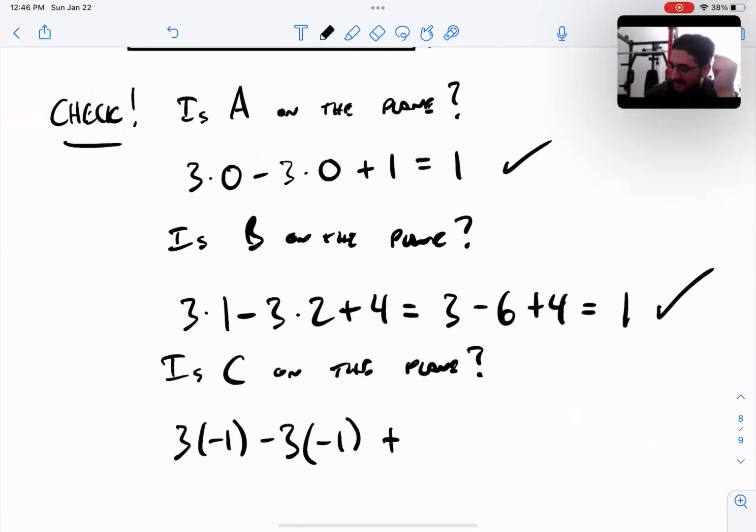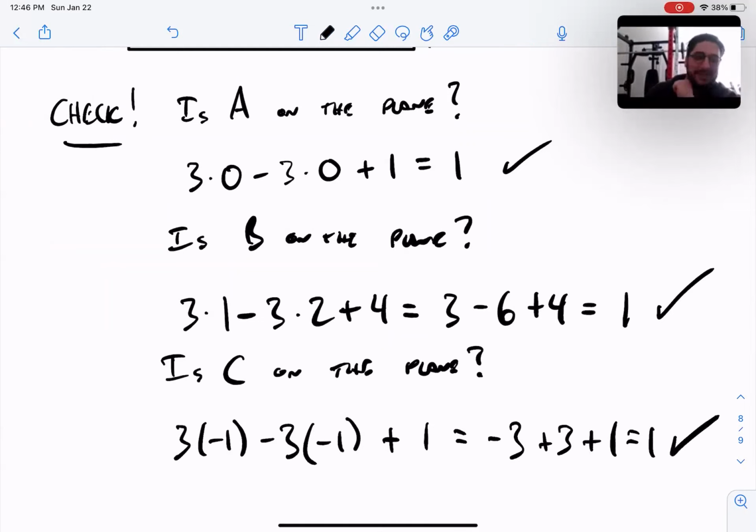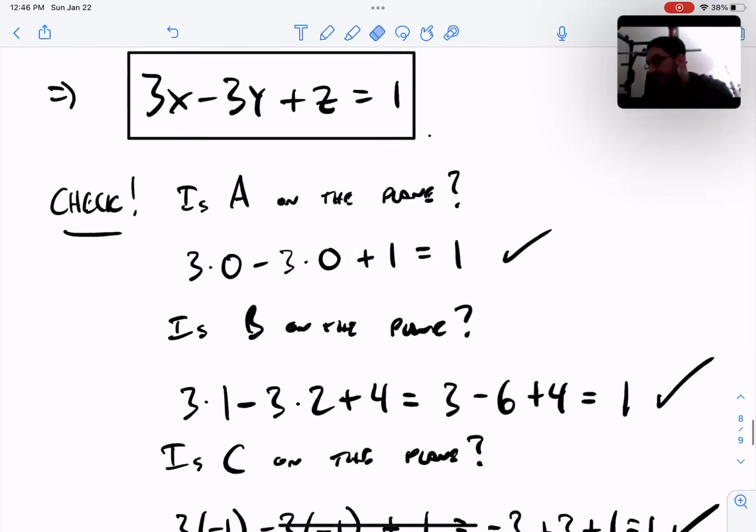-1, -1, 1. C made it. So there we go. All three of our points are on the plane, right? So this is really nice, right?